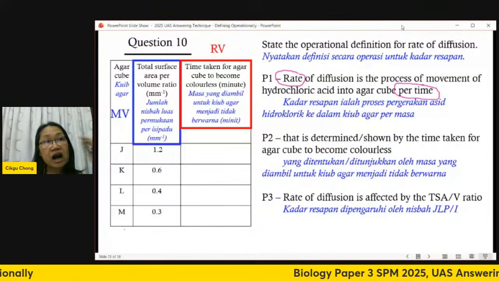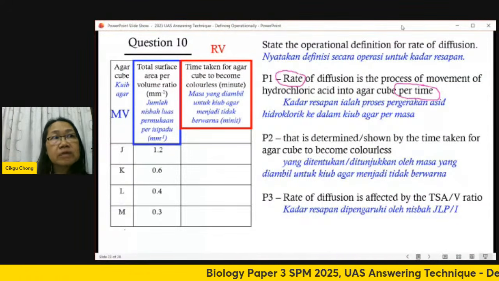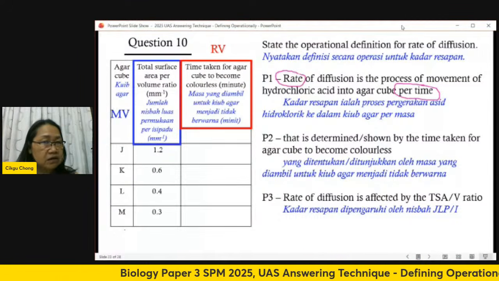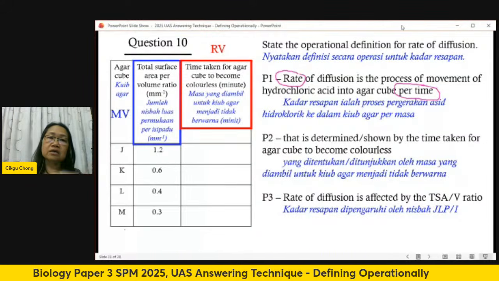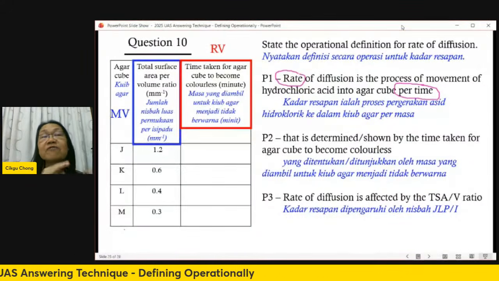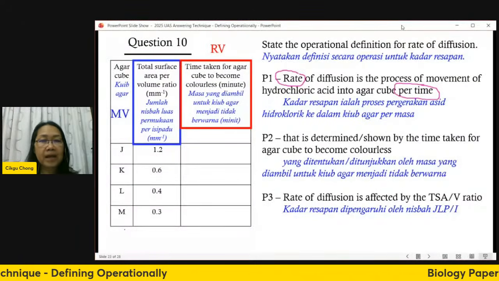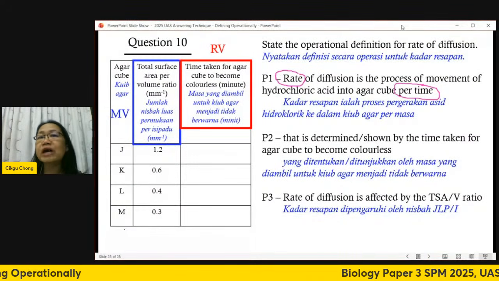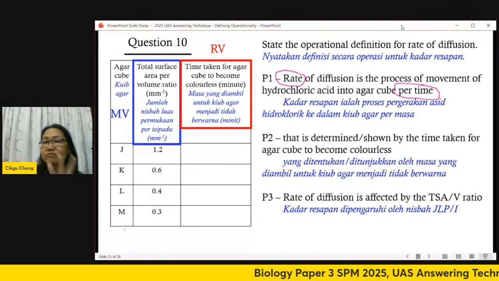Second point is the RV. How do you measure it? It is determined by what? Shown by what? The third point, your X, or whatever you're answering, is affected by the MV. So it depends on what MV you have. This one is very specific to question one.